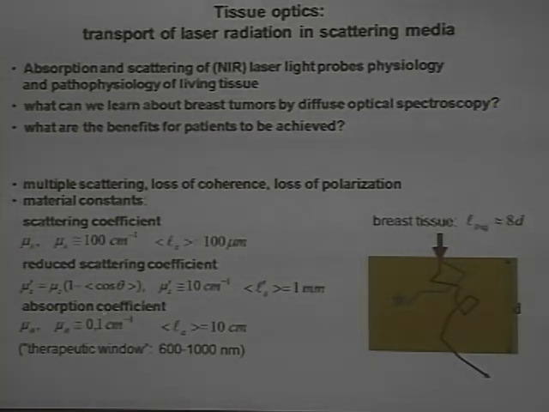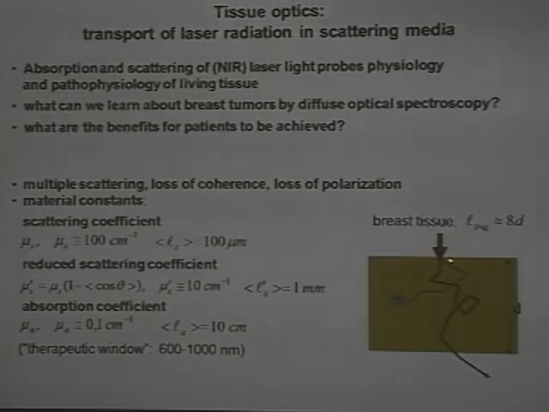The third material constant is the absorption coefficient. And in order to penetrate, let's say, 6 centimeters of tissue, you need small absorption. So we are essentially restricted to the therapeutic window, extending from 600 nanometers to a micrometer or 1100 nanometers. And the absorption coefficient is, let's say, about 0.1 inverse centimeters. So the distance between two absorption events would be 10 centimeters. And this is a large cuvette.